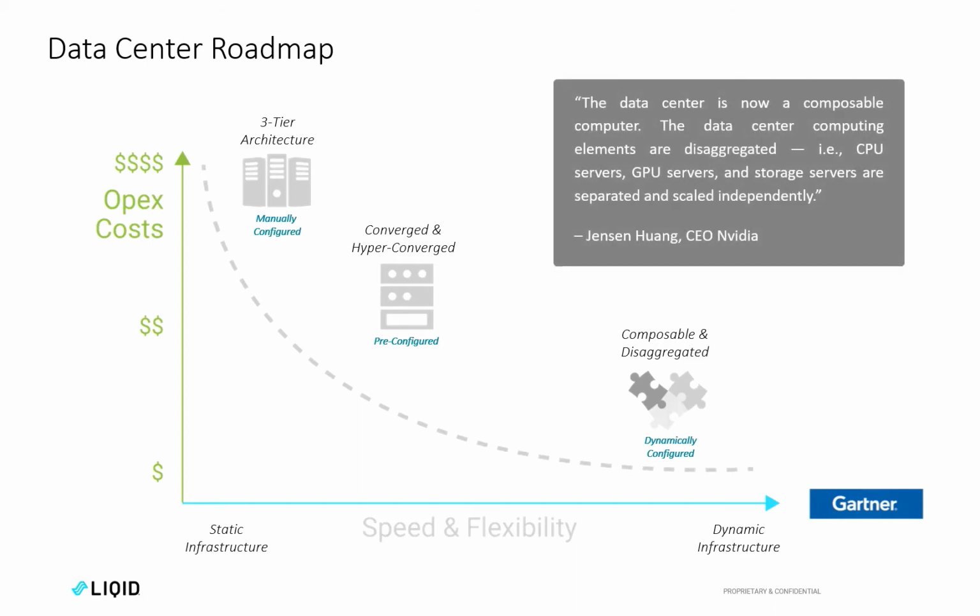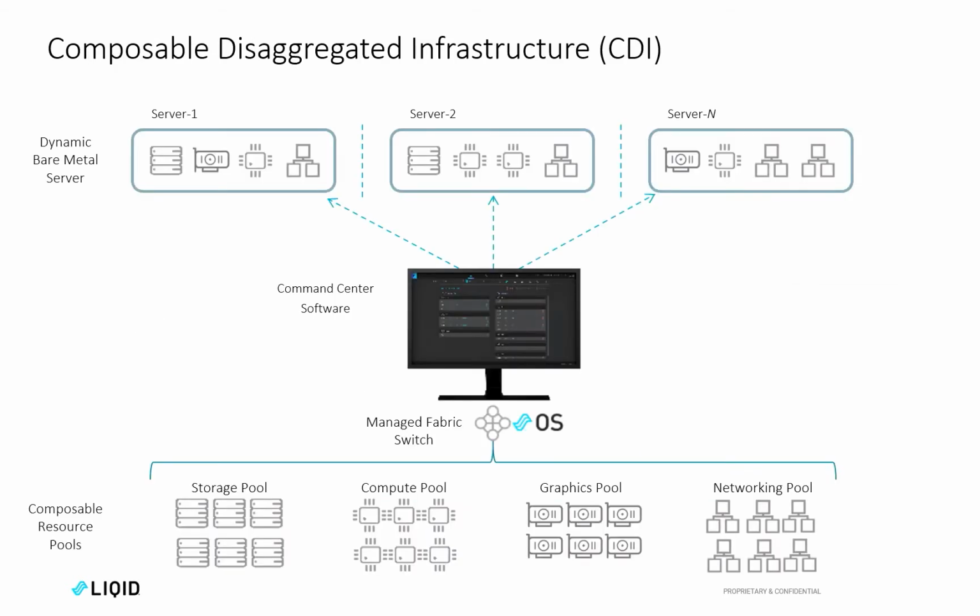We're happy to see that not only Liqid and Gartner are believing in the future of the disaggregated data center, but even Nvidia is now starting to see how the future of the data center is disaggregated CPUs, disaggregated GPUs, and disaggregated servers as the preferred method of deploying and scaling out the data center.